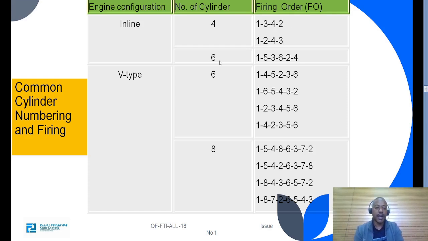And for a 6-cylinder inline engine, the firing order is 1, 5, 3, 6, 2, 4. For a V-type 6-cylinder engine, we have different options for the firing order. The first firing order is 1, 4, 5, 2, 3, 6. Then the second is 1, 6, 5, 4, 3, 2. For the 8-cylinder engine, we also have similarly different firing orders: 1, 5, 4, 8, 6, 3, 7, 2, and so on.